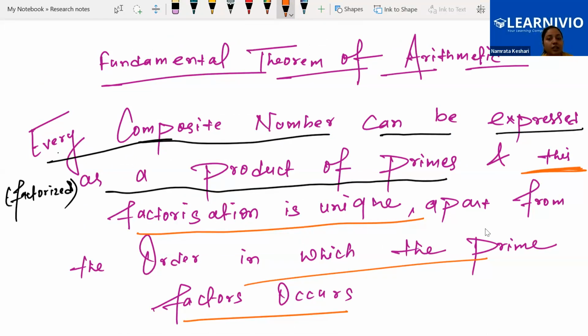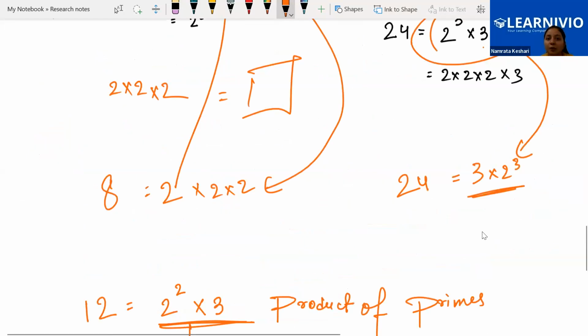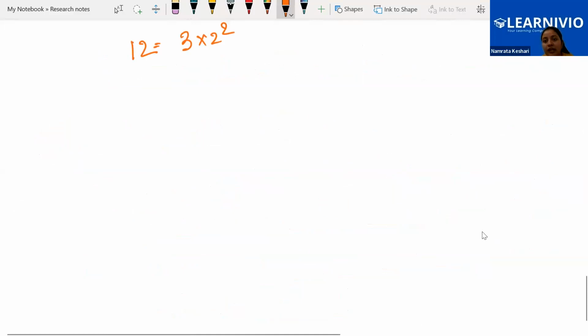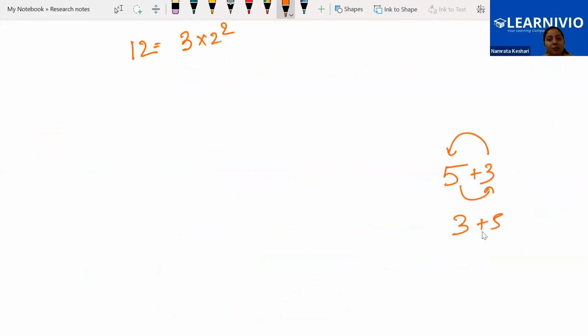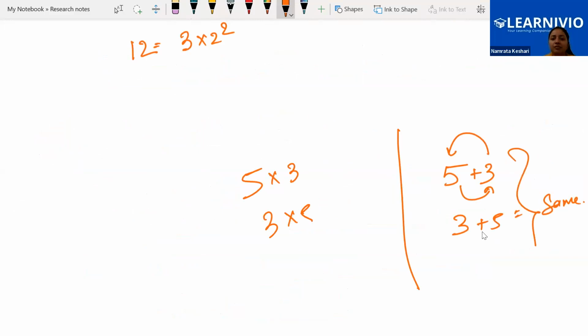That is completely okay. The commutative property you must have done: when we have 5 plus 3, even if we do 3 plus 5, this will commute over here, this will commute over here, the result will be the same. These two are exactly the same. And it holds for multiplication also. When we have 5 into 3, even if we write 3 into 5, this will commute over here, this will commute over here. The commutative property says that this is completely okay, these two are exactly the same.